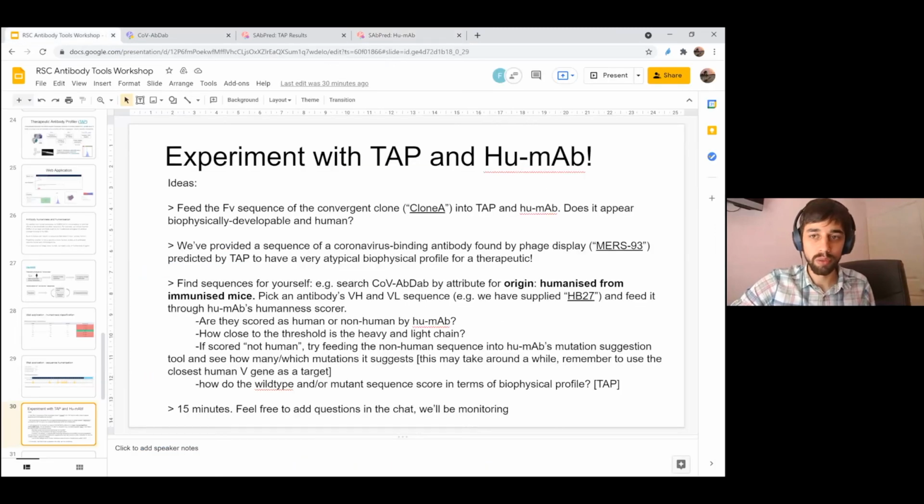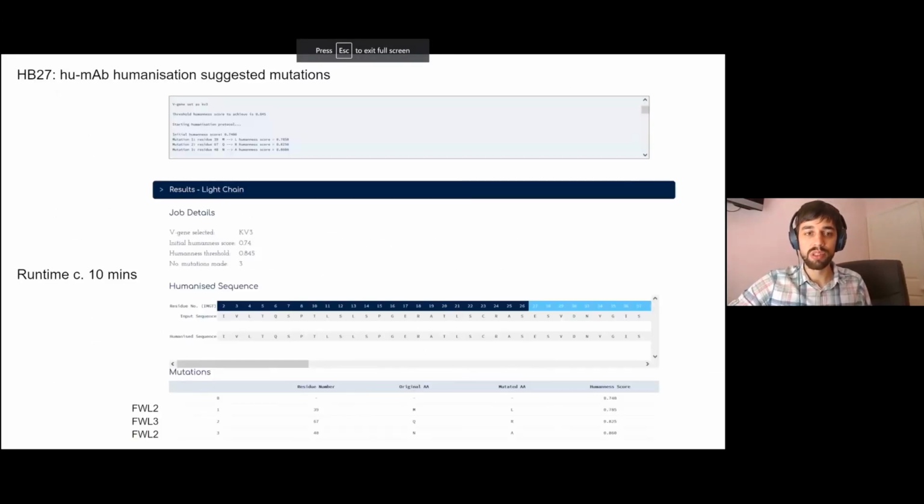Fergus will now walk you through the results from what you would see if you'd done that humanist mutation profile on that antibody. Oh, sorry, I stopped sharing. Should have done that. Let's go back. Sorry, Fergus, take it away.